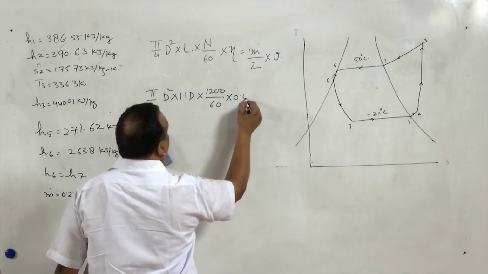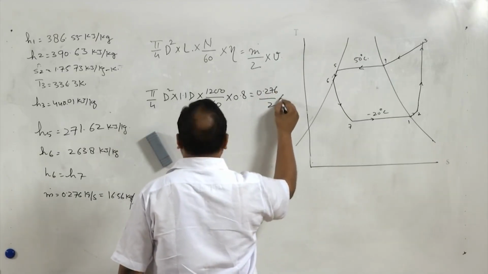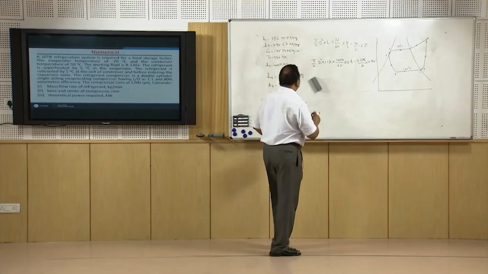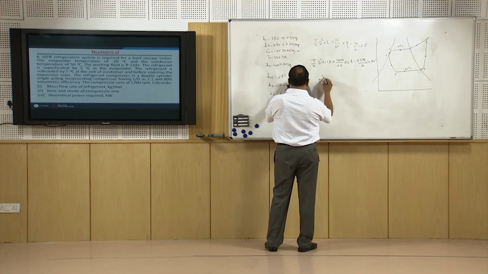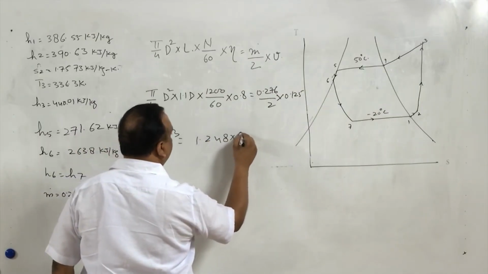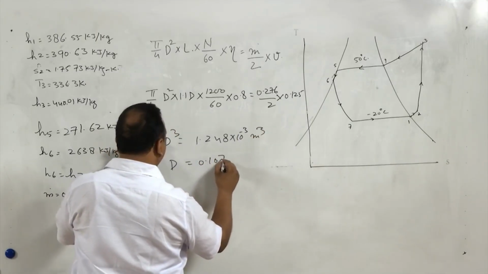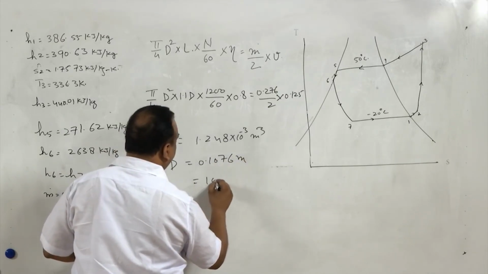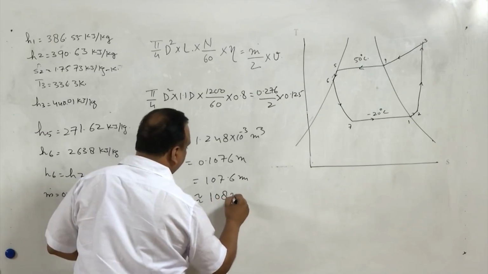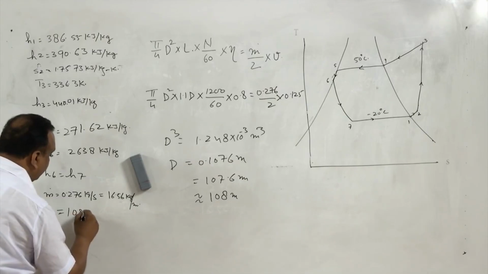Volumetric efficiency is 0.8. Mass flow rate is 0.76 divided by 2 multiplied by 0.125. And this will give us D cube as 1.248 into 10 to power minus 3 meter cube, or D as 0.1076 meter, or 107.6 millimeter, or approximately 108 millimeter. So, D of each compressor is 108 millimeter.